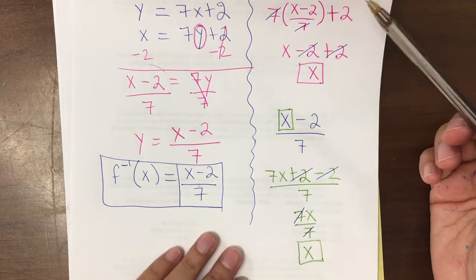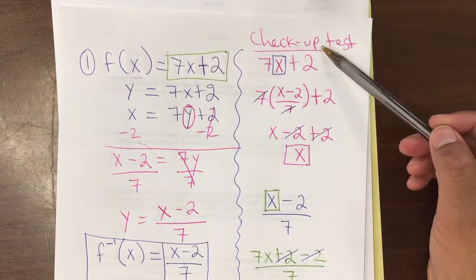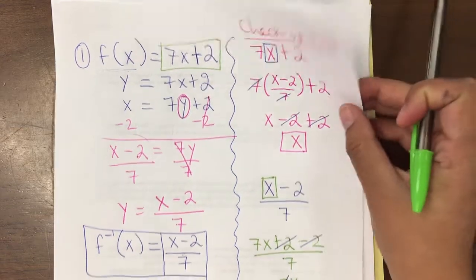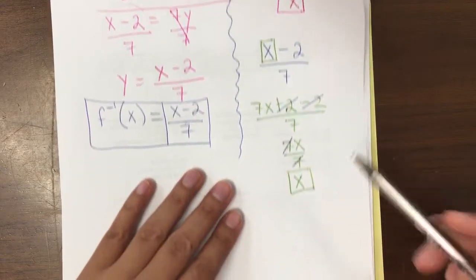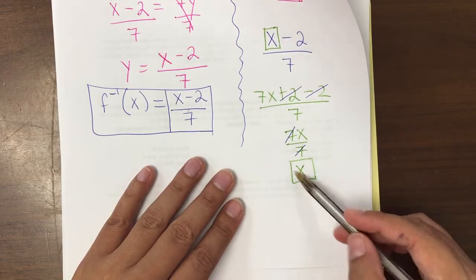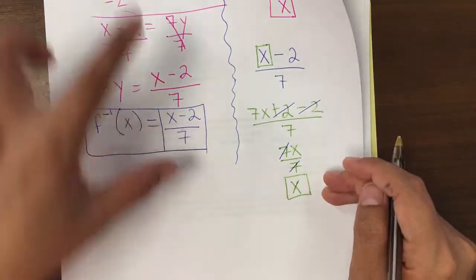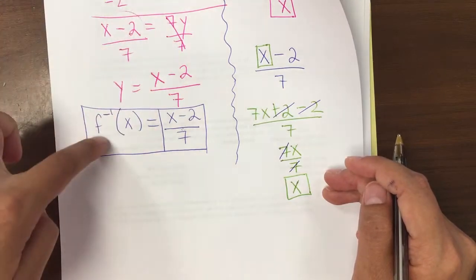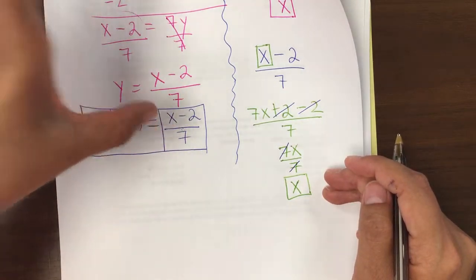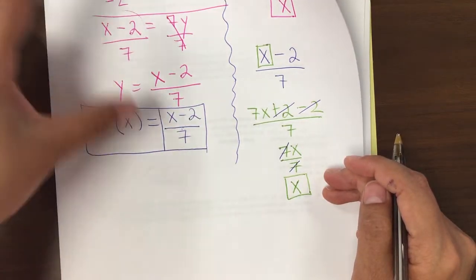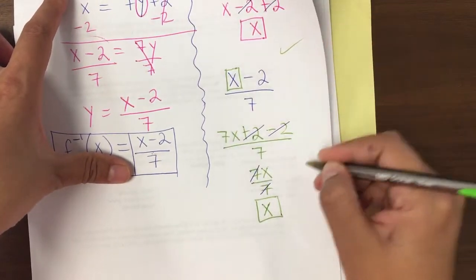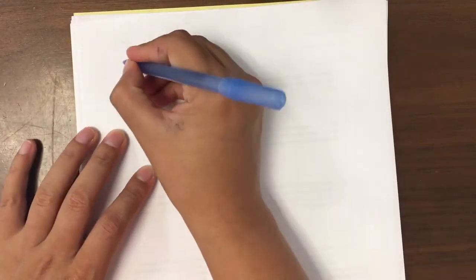So, in my checkup test, if I end up with canceling everything in here and 1x in here, and for the other one I also end up with an x, that means that my function and the result are in fact inverse of a function, okay? They're inverse of each other. So we can say check. Okay, let's do a couple more examples.